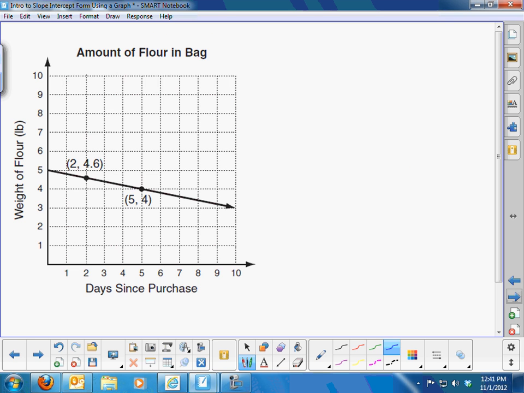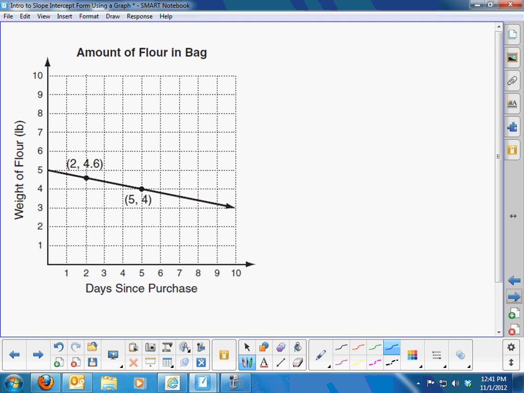Now I want us to look at one example here. I have a graph of the amount of flour that's in a bag. On my x-axis, I have the days since I purchased that bag of flour, and on the y-axis, I have the weight of the flour. As you know, when you buy a bag of flour, as the days go on and you're using it, the amount that's left is going to go down. So I have a line here that's decreasing. That tells me I'm going to have a negative slope.